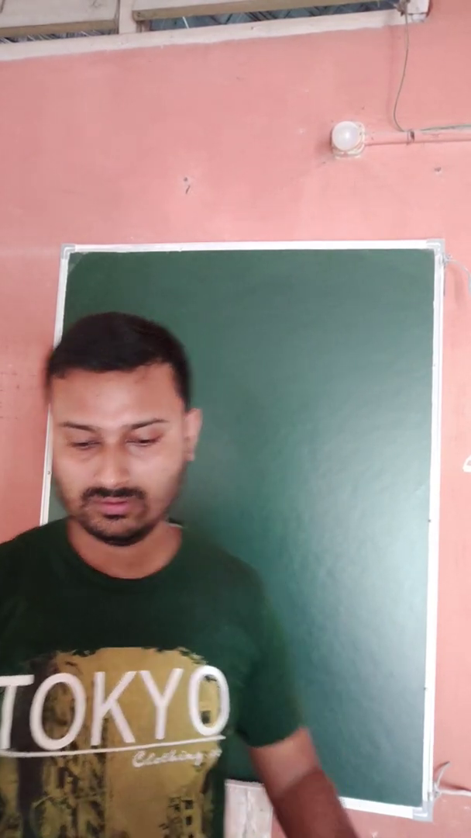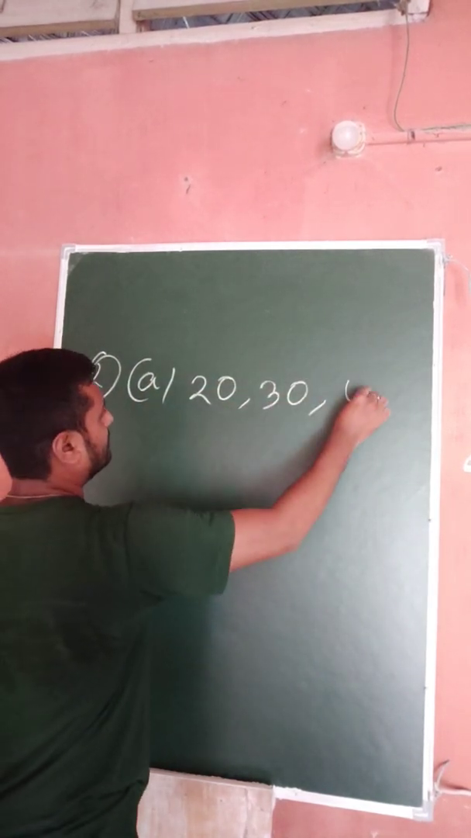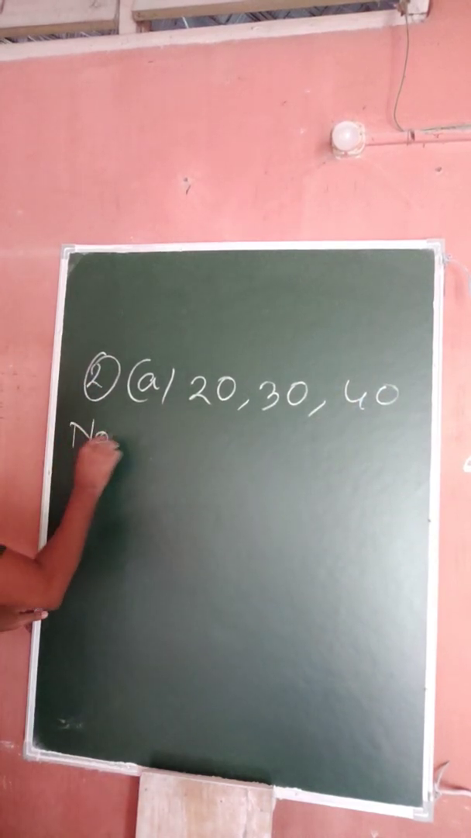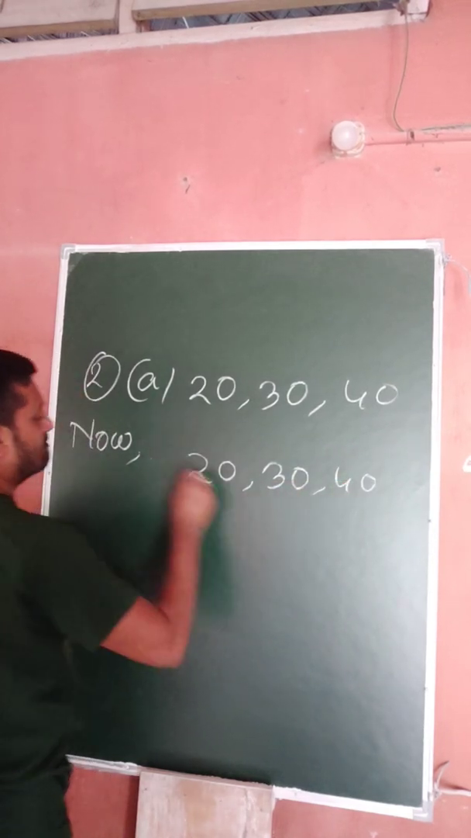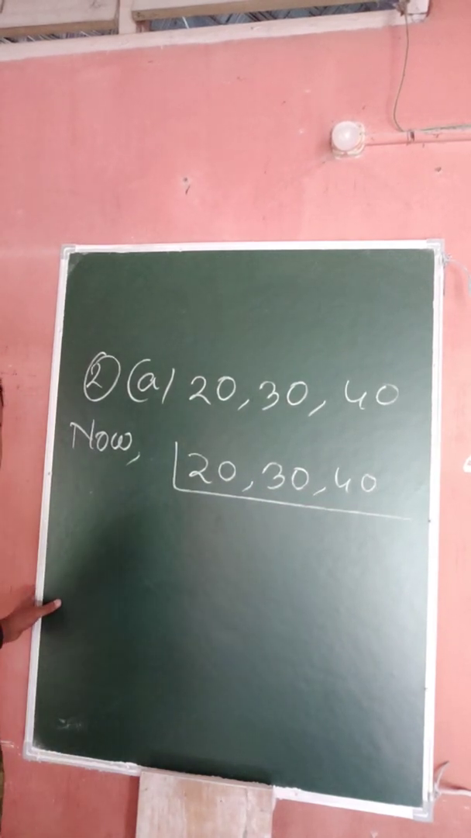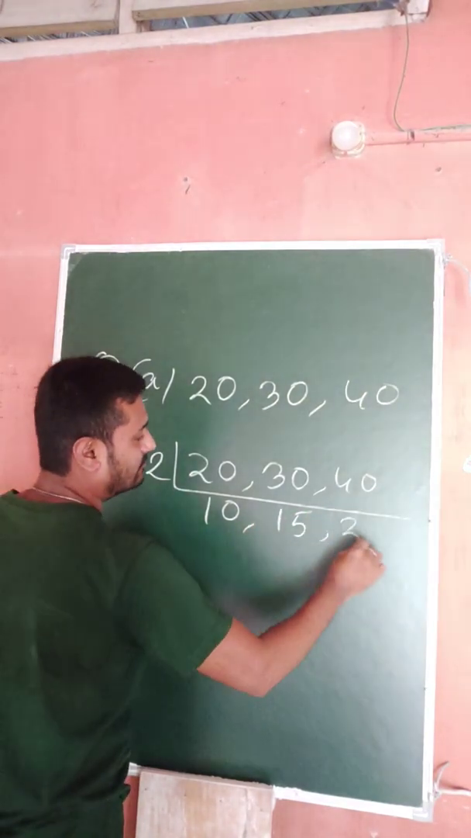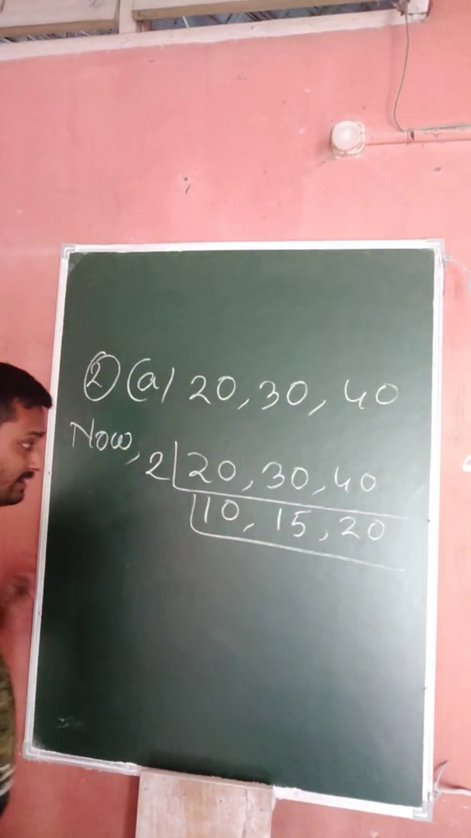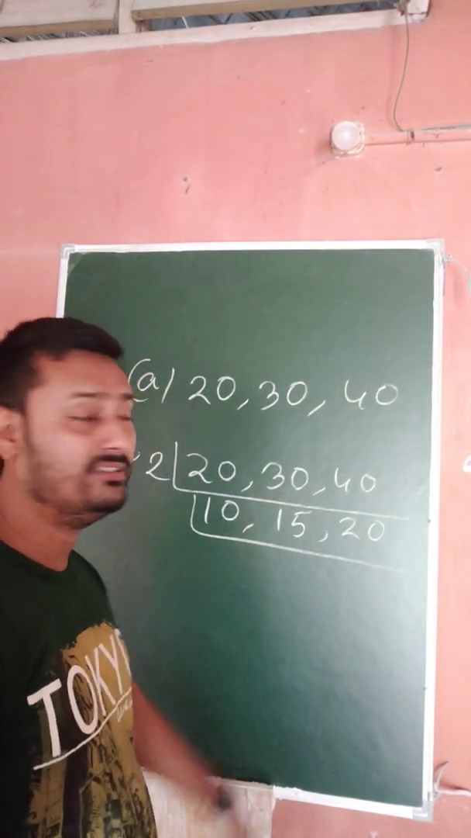So question number 2 we can solve by using this method. Okay, so question number 2A, 20, 30 and 40. Okay, so now we just divide all the numbers 20, 30 and 40 by same prime numbers. All the numbers are having 0. If all the numbers are even numbers, that means it is divided by 2. So 10, 15, it becomes 20. Okay, so now look at this one. 10 is divisible by 2. Again 20 is divisible by 2, but 15 is not divisible by 2.